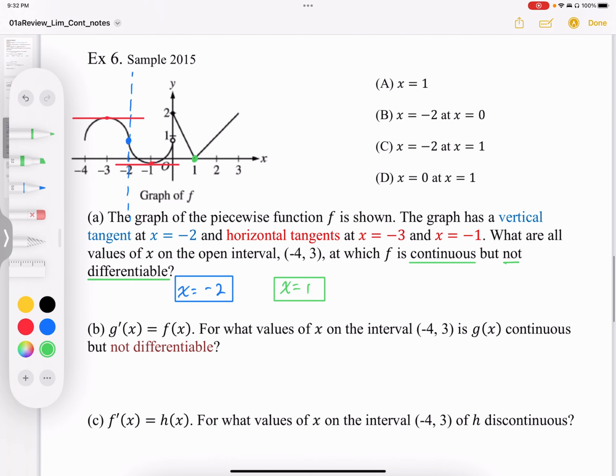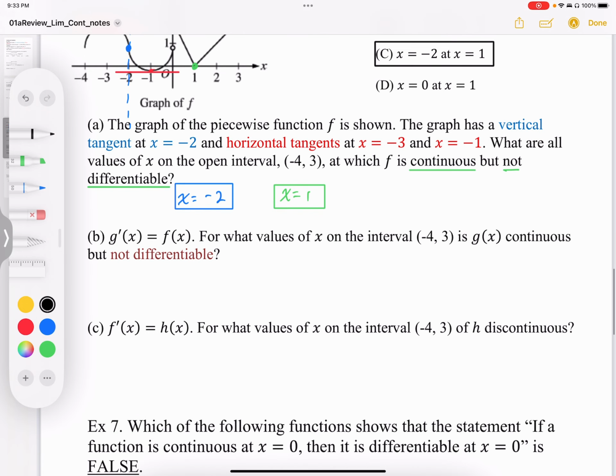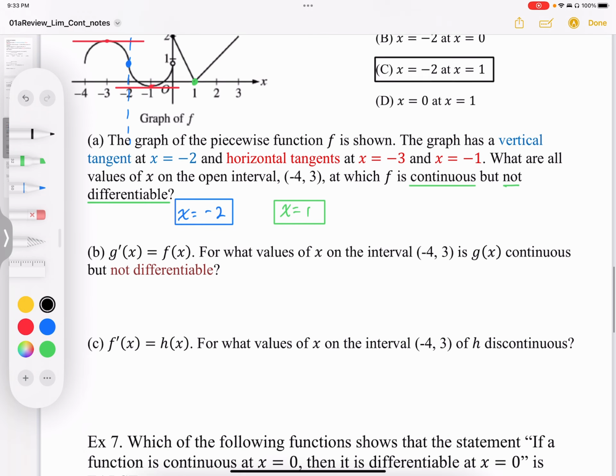Oops, I forgot to answer this question. This is a multiple choice question, so the answer is going to be C. Okay, so part B: g prime is equal to f of x.